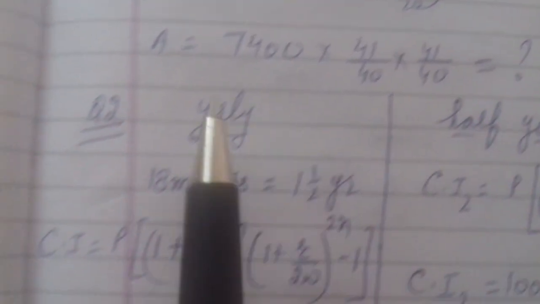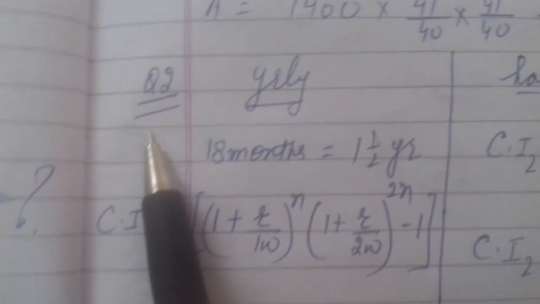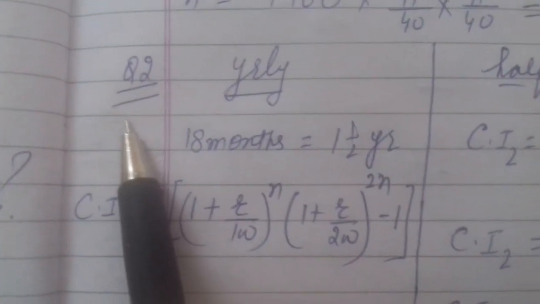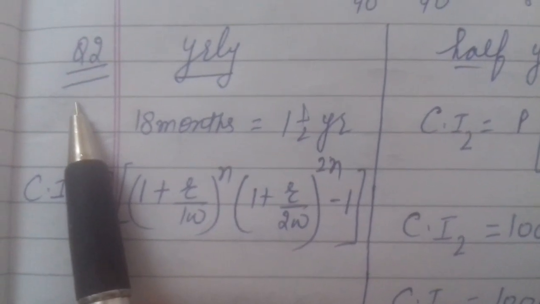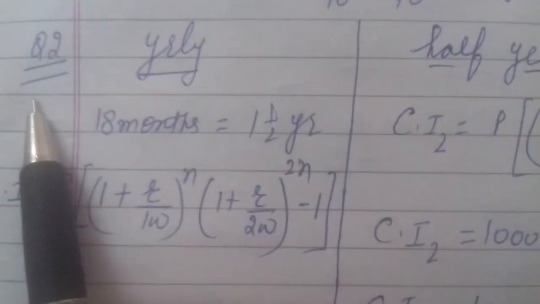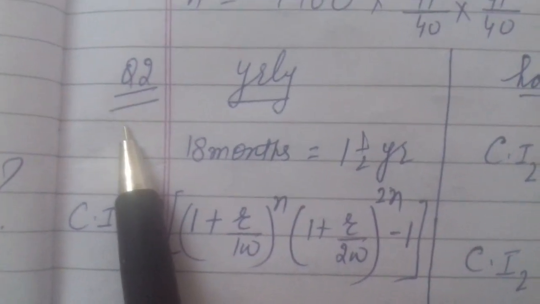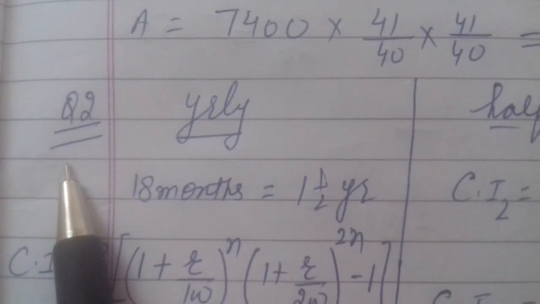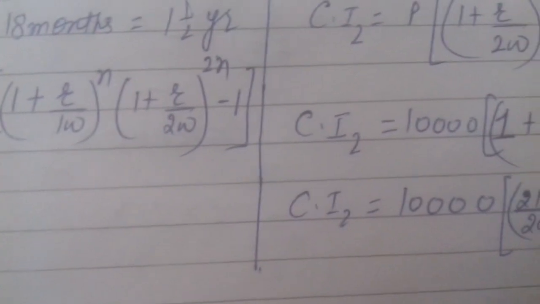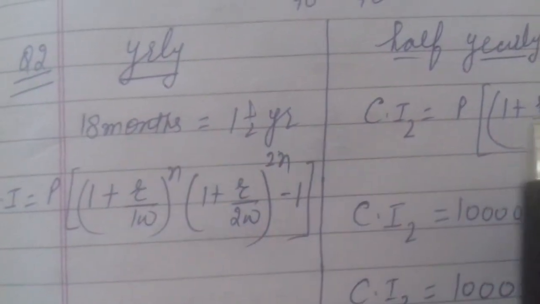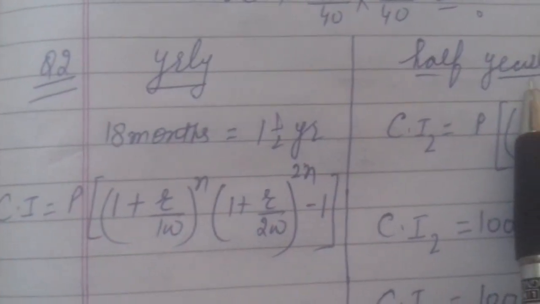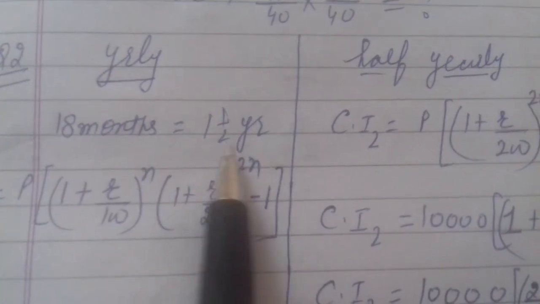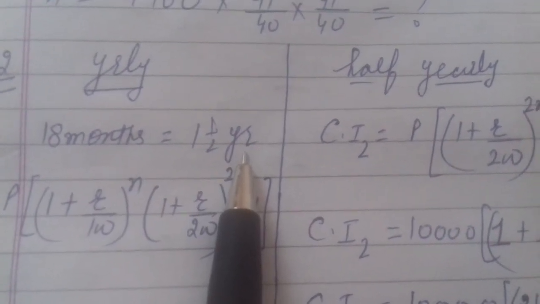Okay. Now the second question of this exercise: find the difference between compound interest compounded yearly and half yearly. Very important question children. Both cases are involved in this, compounded yearly and half yearly. So you can see I divided the question into 2 parts. One side I wrote yearly and one side I wrote half yearly. Time period children, it is 18 months, 1.5 year. 18 months means 1.5 year.